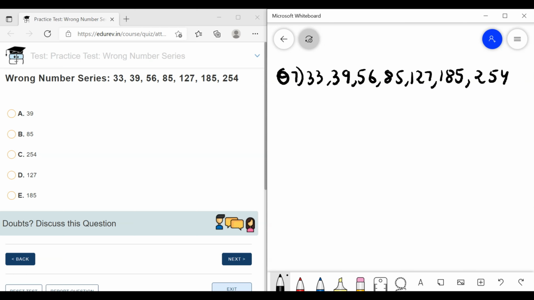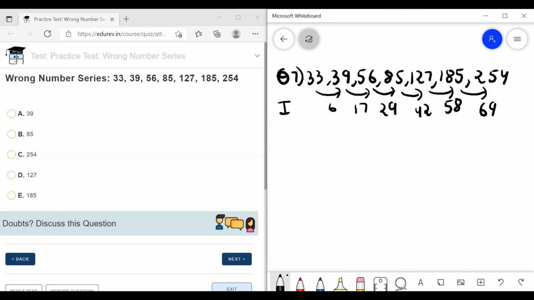Let's look at the difference method first. So from 33 to 39, it's a difference of 6. 39 to 56, it's a difference of 17. From 56 to 85, the difference should be around, let's say, 29. And from 85 to 127, the difference should be 42. 127 to 185, the difference would be 58. And from 185 to 254, the difference comes out to be around 69. Okay, great. So this was the first stage of the difference method.